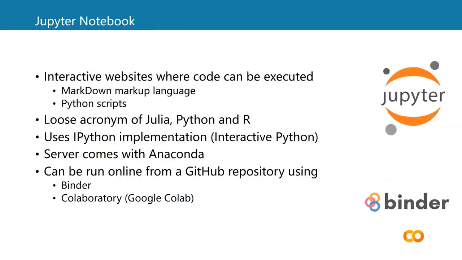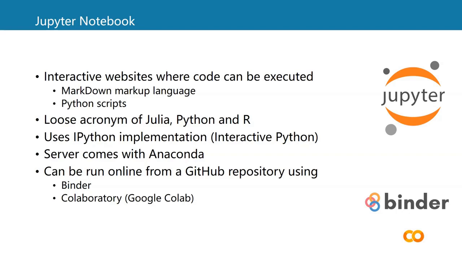The last thing that I like to mention are notebooks. Jupyter notebooks are the most popular ones, and we will use them also in this class. Notebooks are interactive websites where code can be executed. You can mix instruction text with fields where code can be entered and executed. Code such as Python scripts, but it has been developed for Julia, Python and R, which forms Jupyter as an acronym.